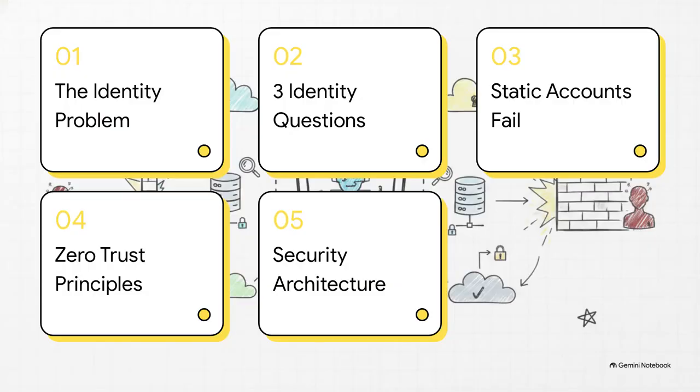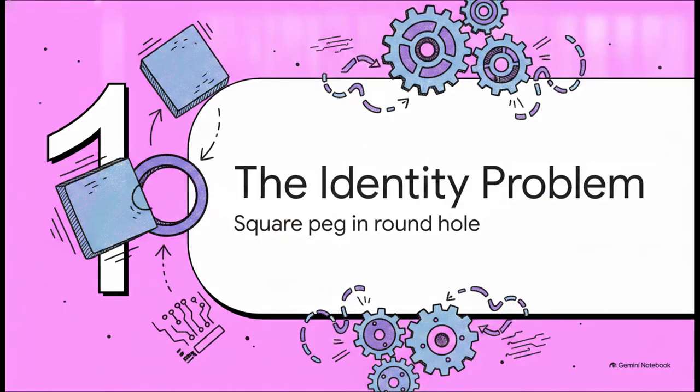So here's our roadmap for today. We'll start with the AI identity problem, then move to the 3 questions of identity. After that, we'll cover why static accounts fail, look at agent zero trust principles, and finally wrap up with real-world security architecture. All right, let's get into section 1, the AI identity problem, fitting a square peg into a round hole.